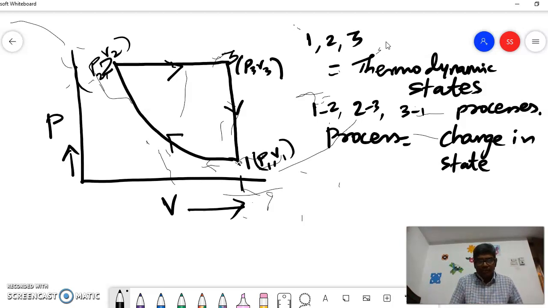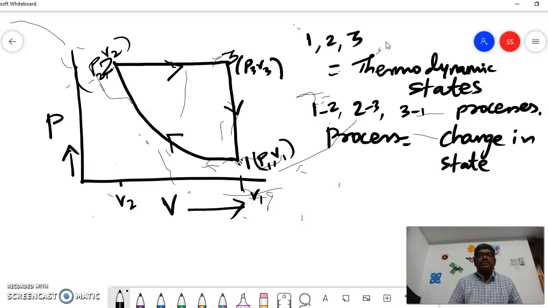This is V1. After compression, it comes to V2. The volume is reduced whereas the pressure is increasing. So this indicates the change in state, which is called a process. Suppose any raw material is processed, then it takes another form. So it changes its original form. Similarly, here a thermodynamic system is changing its state, then it is said to be a process.